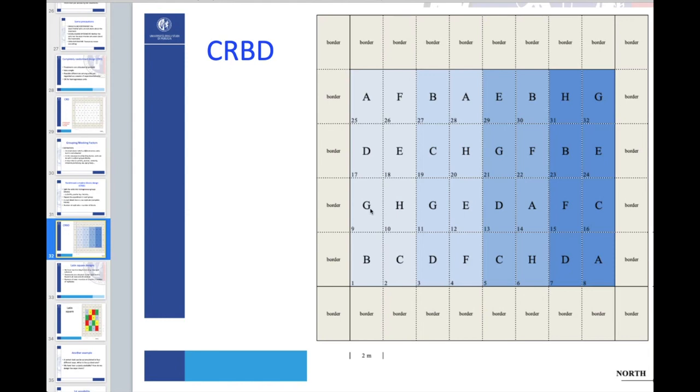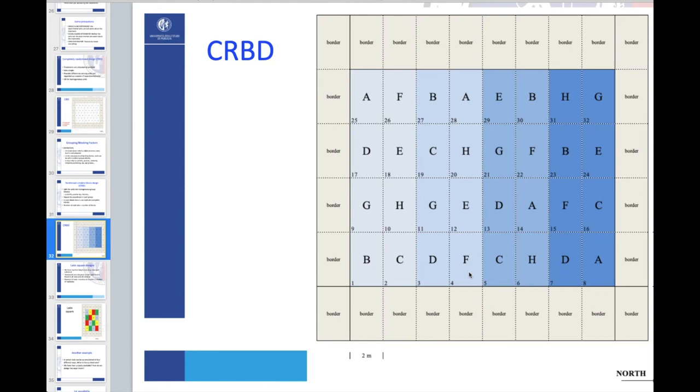In the first block, I have all 8 treatments in randomized order. In the second block, I have all 8 treatments in randomized order, and again the third and the fourth block. So I'm repeating the experiment 4 times.